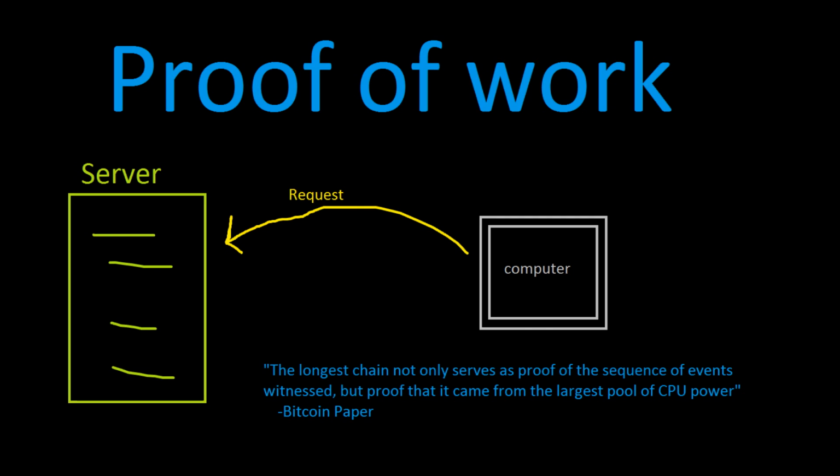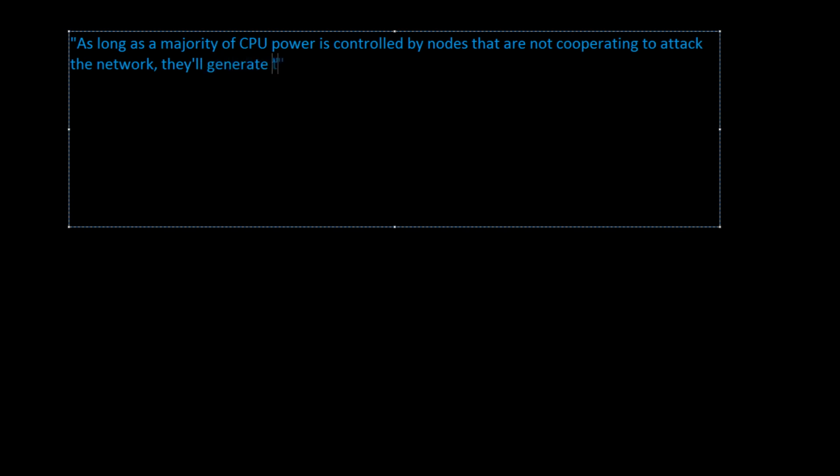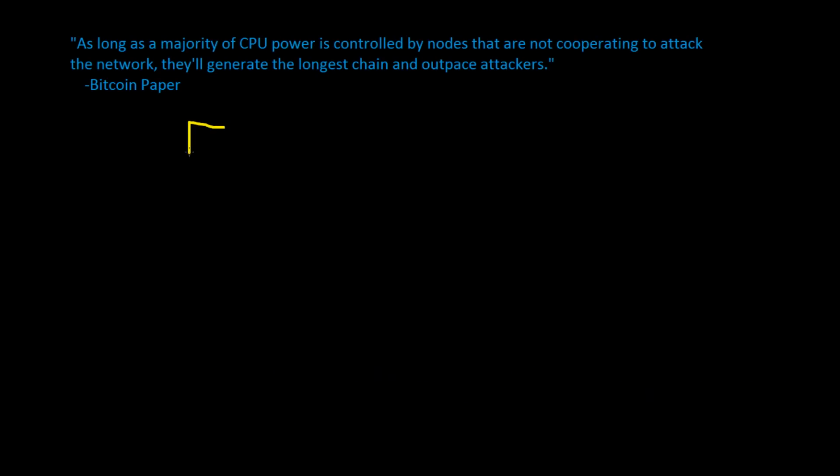And my gosh, we're still in the abstract here, a few sentences into this thing. But in order to fake or change a current block, one would first need to compute every single previous block and redo all of the work contained. That's an insanely high amount of work already, and really it's just getting bigger every day. So moving on. As long as the majority of CPU power is controlled by nodes that are not cooperating to attack the network, they'll generate the longest chain and outpace the attackers.